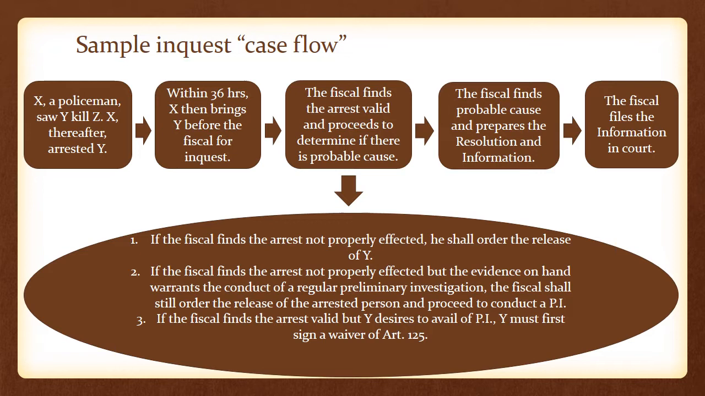Or if the fiscal finds the arrest not properly effected, but the evidence on hand warrants the conduct of a regular preliminary investigation, the fiscal shall still order the release of the arrested person, but he will proceed to conduct a preliminary investigation since he finds some evidence to continue with the investigation. Or if the fiscal finds the arrest valid, but the arrested person desires to avail of a preliminary investigation, he must first sign a waiver of Article 125 of the Revised Penal Code. So, as you can see, this is a sample inquest case flow which summarizes everything we have discussed in this video.